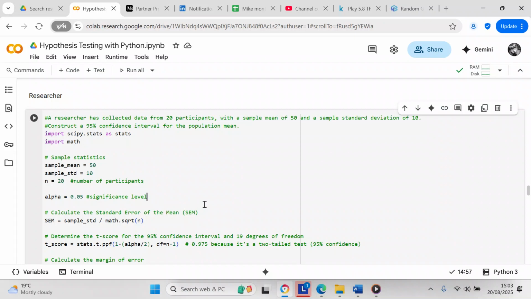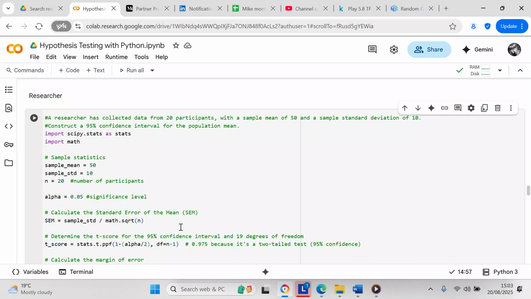And then we're going to calculate the standard error of the mean. So SEM equals sample standard deviation divided by math.sqrt of n. That's going to be the square root of 20. So the sample standard deviation, 10, divided by the square root of 20. So that'll be 10 over 4 point something, so it would be 2 something.